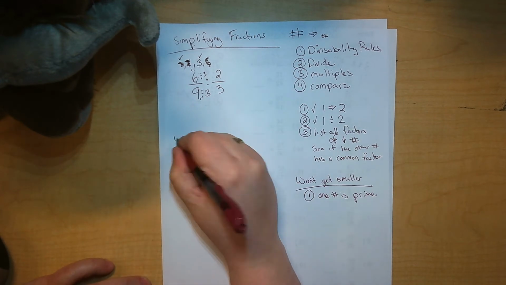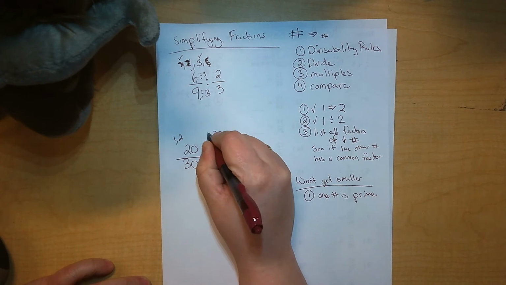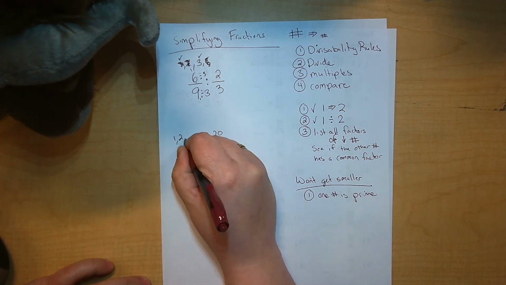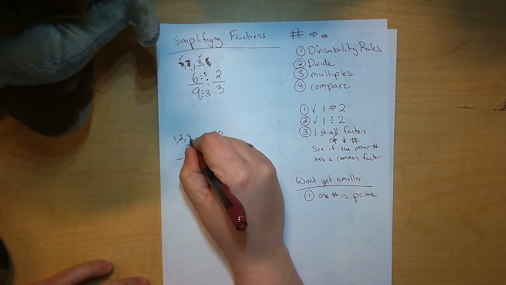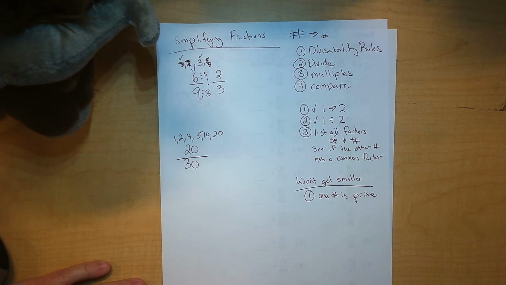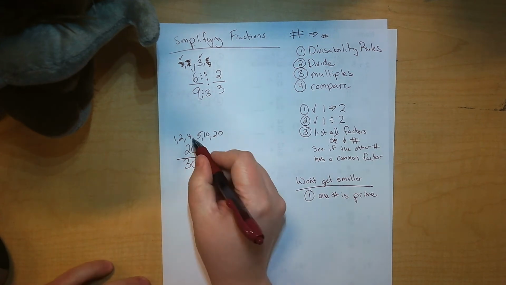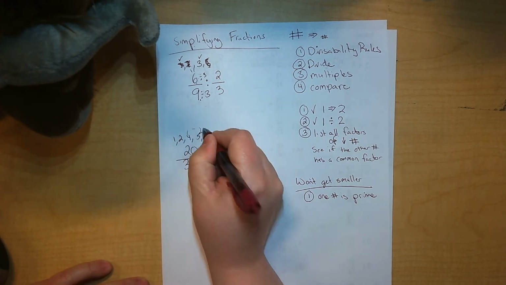So we have 1 and 20. We have 2 and 10. 3 won't work. 4 will work. 4 and 5. 6 won't work. 7 won't work. Oh, we can't go any further because 4 and 5 are right next to each other. So that's going to be our middle. We can't go any further.